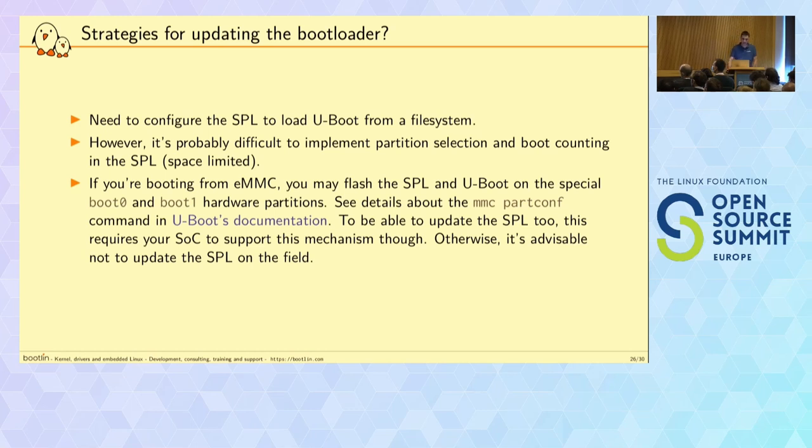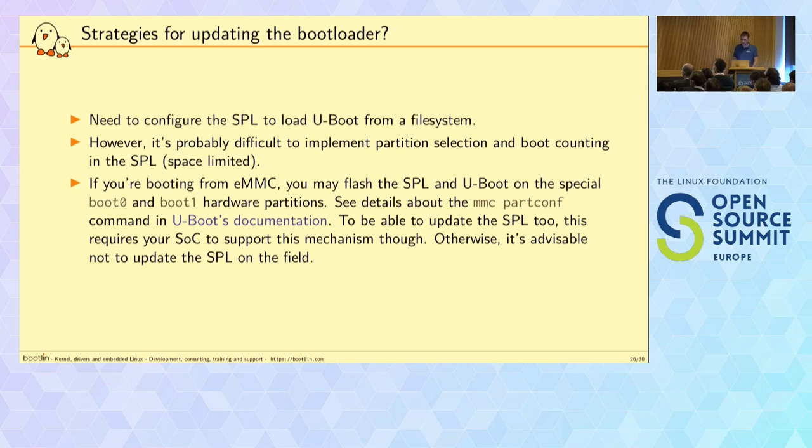So yeah, you need to configure the SPL, the first stage bootloader, to load U-boot from a file system, so that each file system, like A and B, could have different U-boots. That would work fine. But it's probably going to be difficult to implement the partition selection and the boot counting approach in the SPL, because the space is limited and you may not have this feature in the SPL. So that's not trivial to implement.